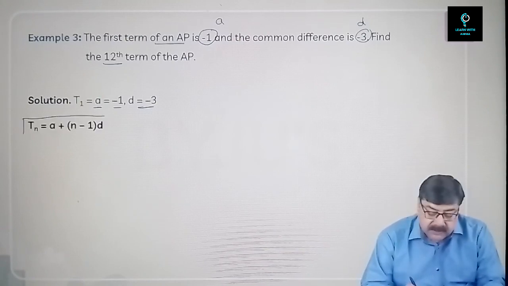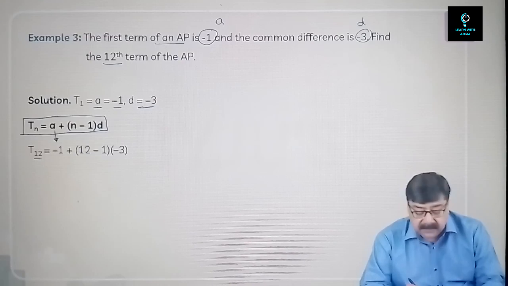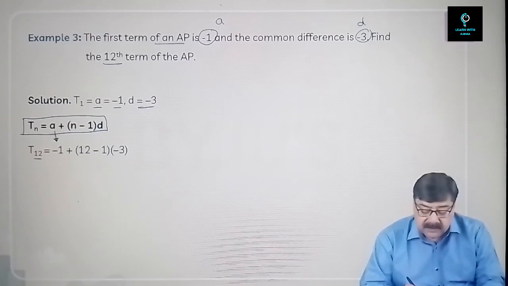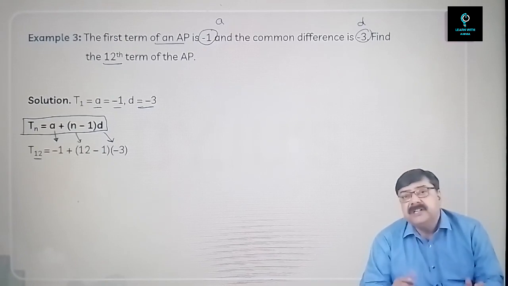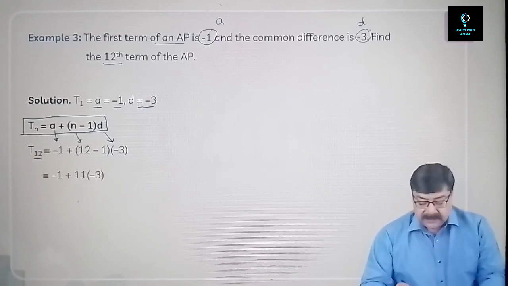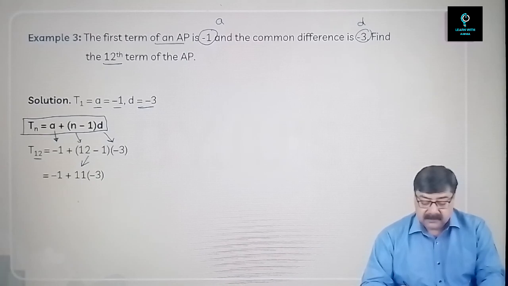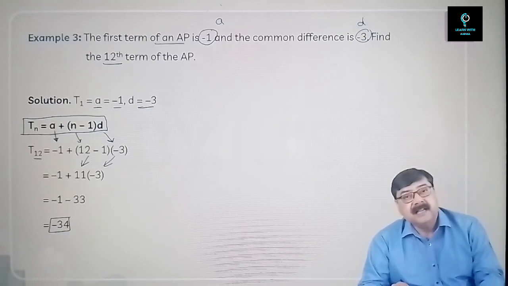So using the general expression for finding the nth term, we shall find the 12th term as A is minus 1, N is 12 and D is minus 3. So we just need to substitute these values in place of these variables. So hence this becomes minus 1 plus (12 minus 1) is 11 into minus 3. So minus 1 minus 33, which gives us minus 34 as the answer.